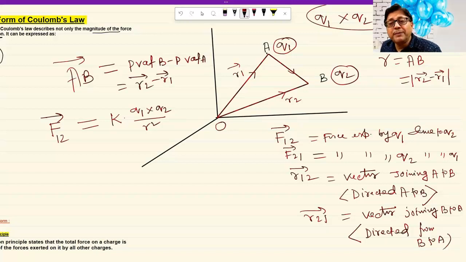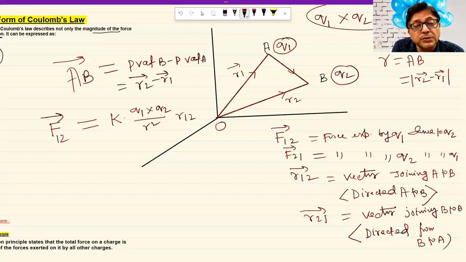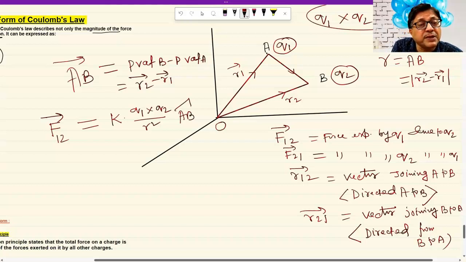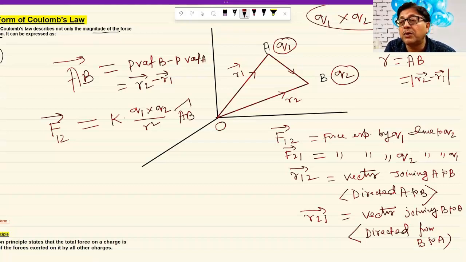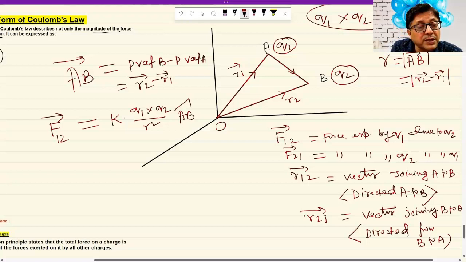You can take it the opposite way, then everything will be changed, just the direction part only. So F12, the force experienced, will be in this direction, that is along R12. You better write this along the direction AB, that will be better for you. You write AB cap, which means unit vector. AB you have found, so you can write the concept of unit vector. And what is the modulus of AB? I told you, R is mod AB. This mod AB is mod of R2 minus R1.